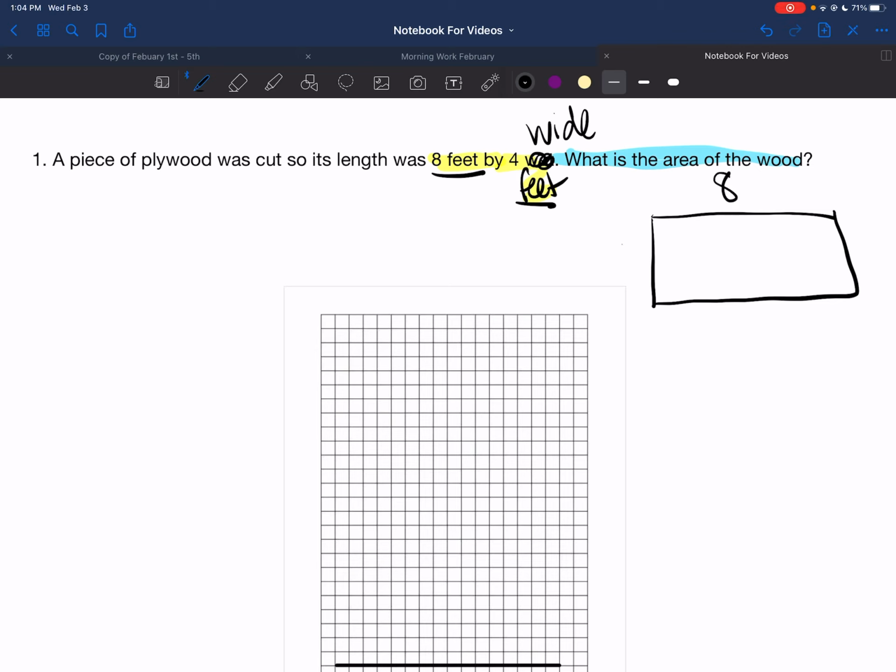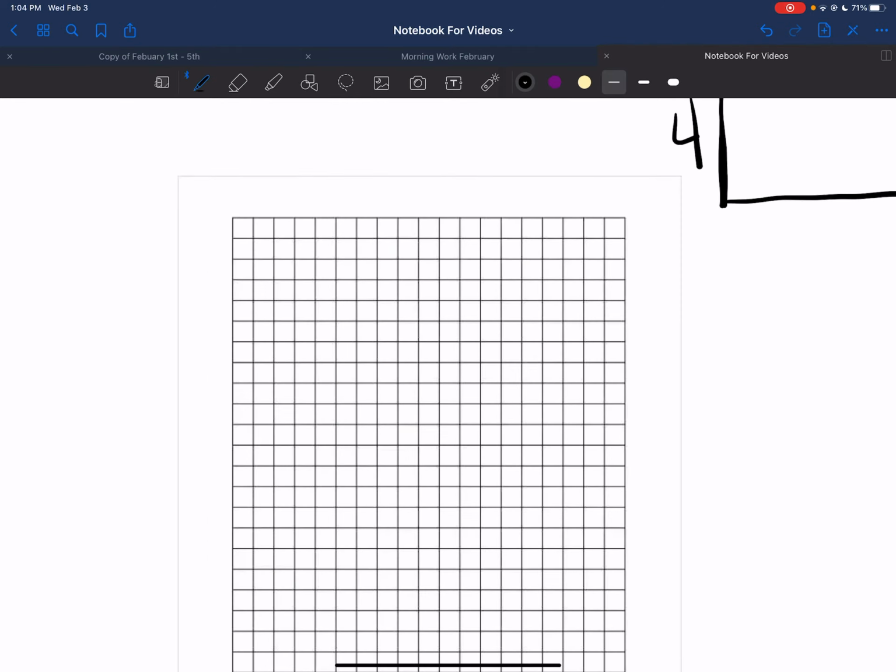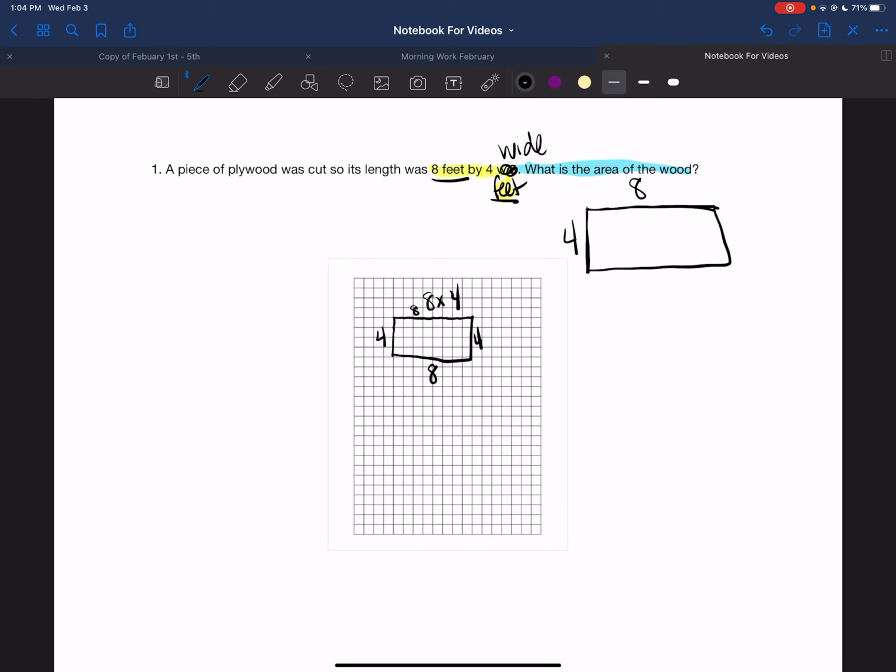8 feet by 4 feet. And we have discussed how it doesn't matter if we flip the 8 and the 4, but it makes more sense that our longer side is 8 and the shorter side is 4. Now, if I was modeling on the graph paper, it's the same thing. 8 square units by 4 square units. And we know to finish closing that in. So if the top is 8, the bottom is 8, the left is 4, the right is 4.